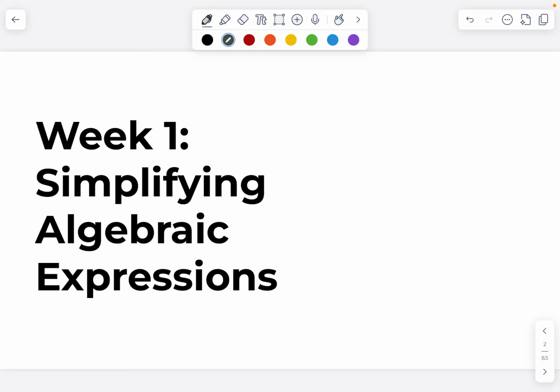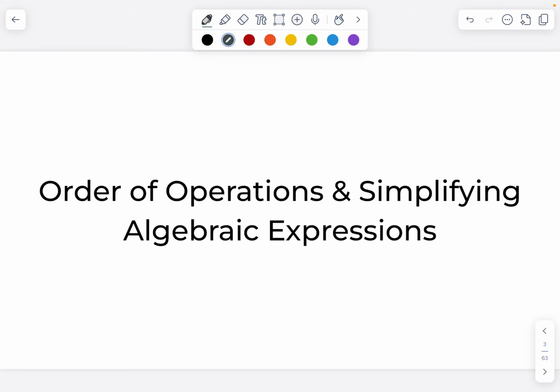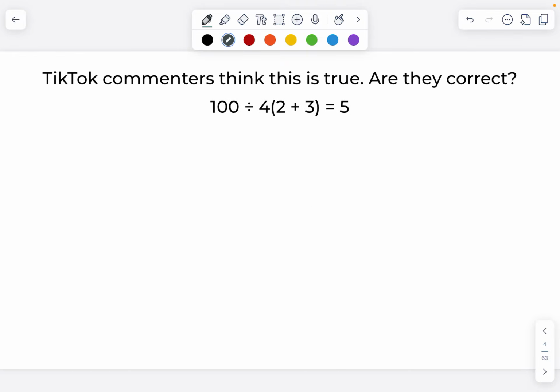This week we are going to be talking about simplifying algebraic expressions. Today we're specifically going to review the order of operations and start simplifying expressions with variables. So before we do any problems together, I want you guys to think about this question.